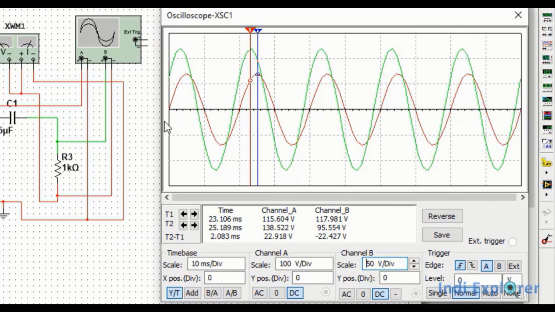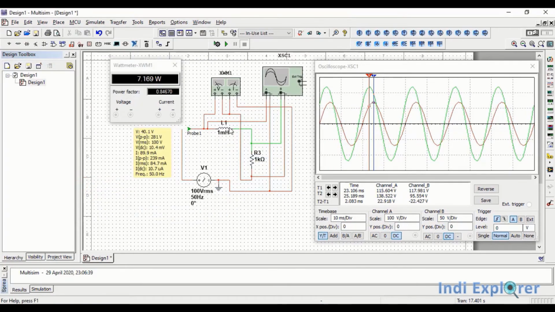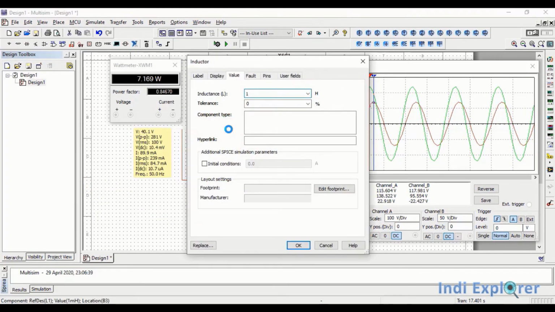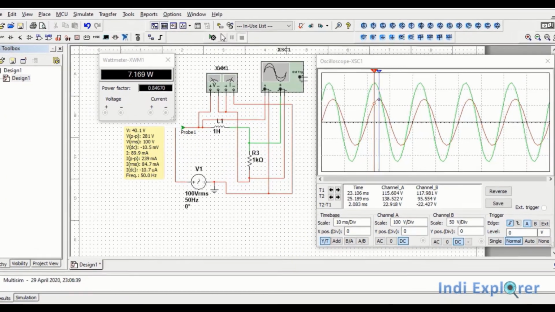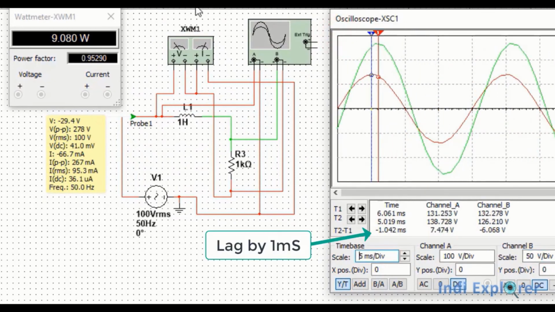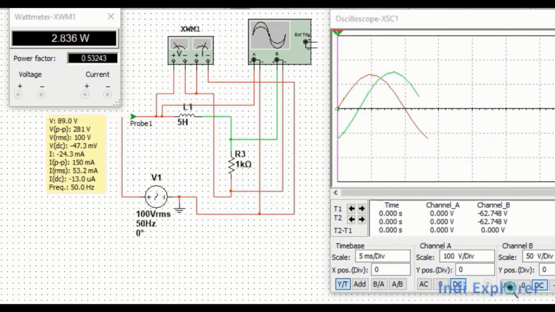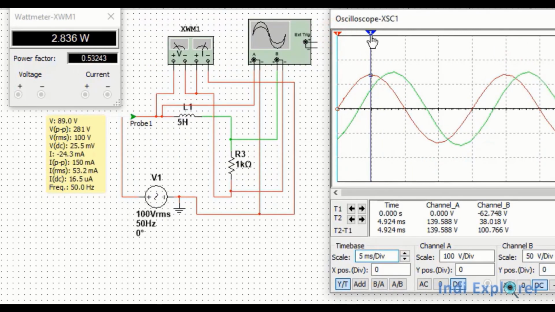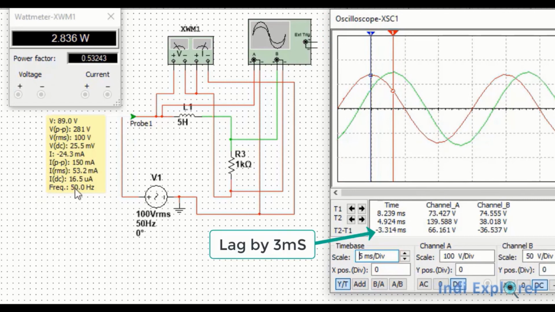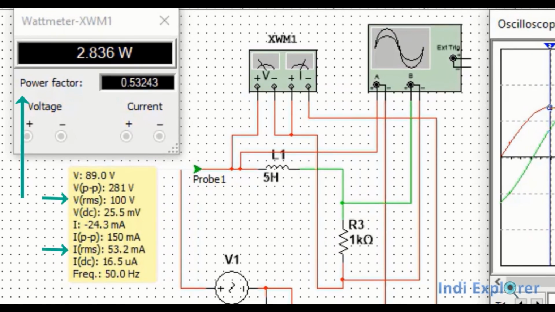Now let's find out what happens if we use an inductor. We replace the capacitor by an inductor. First use a small inductance, say 1 Henry, and check the phase change. See, the current is lagging now. Note the real power and the power factor. Now if we increase the reactance by increasing the inductance value, as expected, power factor has reduced, real power consumption reduced, and the phase shift has increased. Using the measurement probe, recalculate the real power consumption. That is the same as measured by the wattmeter.